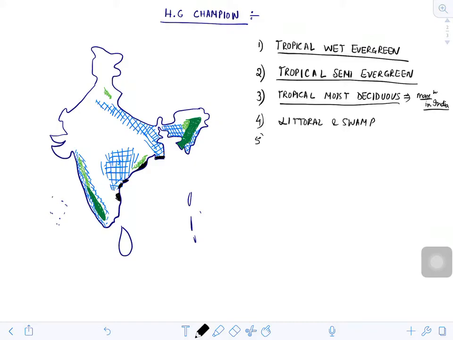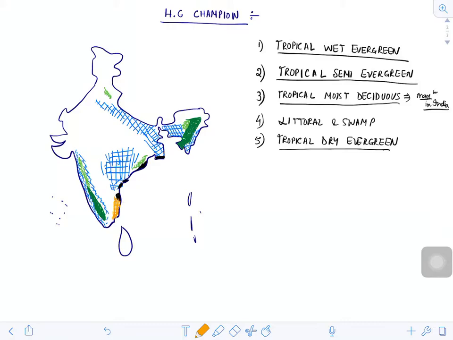Next classification goes to tropical dry evergreen. This type of forest is really special because it is formed because of the northeast monsoon. Because of the northeast monsoon, we mainly find it in Tamil Nadu, because as the southwest monsoon recedes, it takes the form of the northeast monsoon. It brings rain in this part, and this part has such kind of vegetation, tropical dry evergreen.